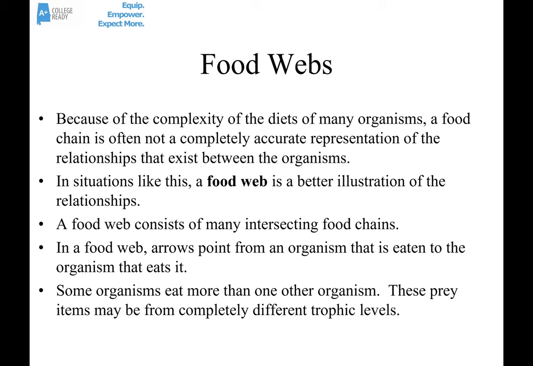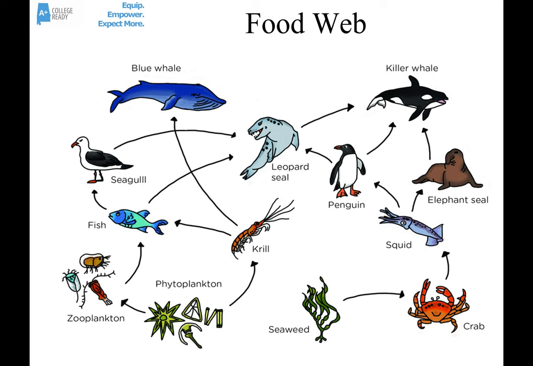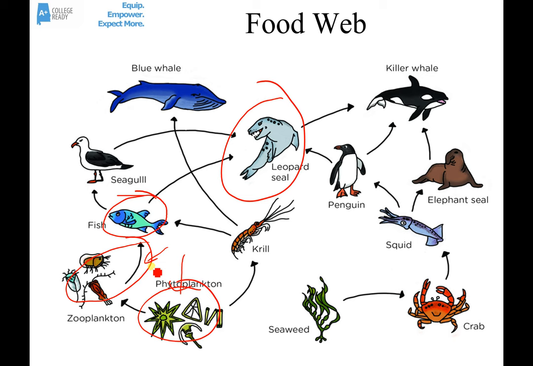Let's look at an example. Let's take the leopard seal, for example. So the leopard seal eats fish. That's one of the things that it eats. Fish eat zooplankton, which eat phytoplankton. So that would mean this would be a producer, primary consumer, secondary consumer, tertiary consumer. So in that particular food chain, the leopard seal is a tertiary consumer.